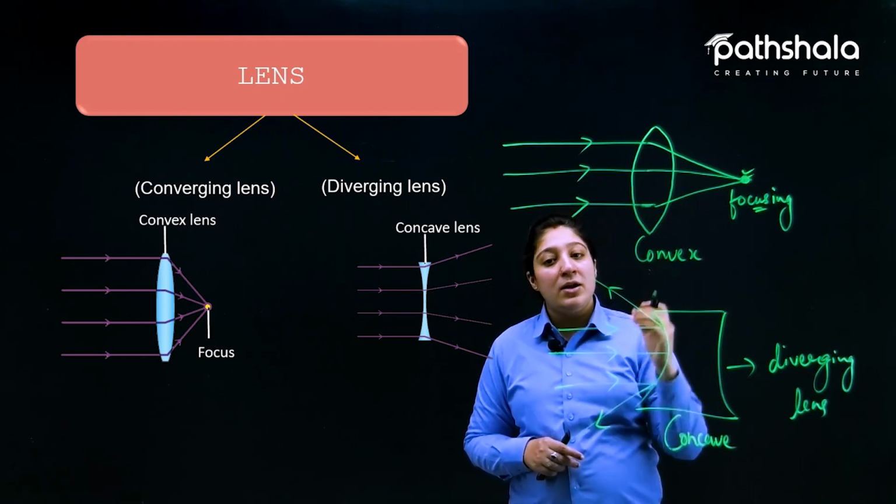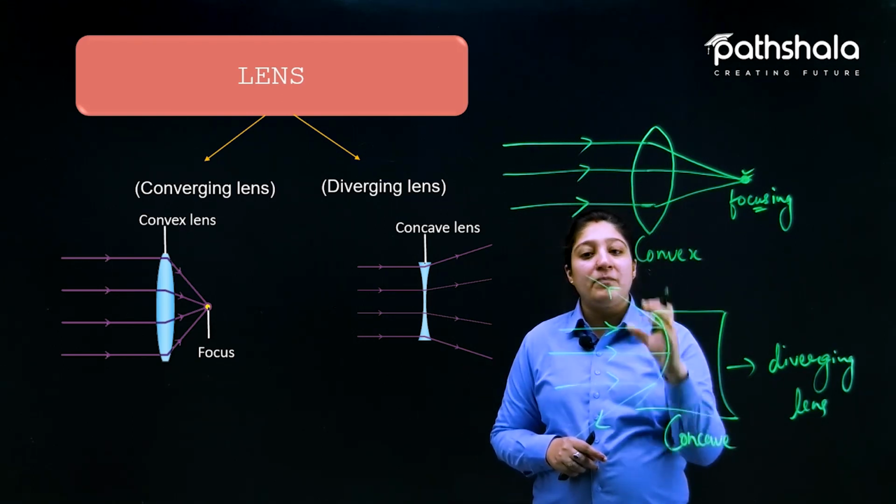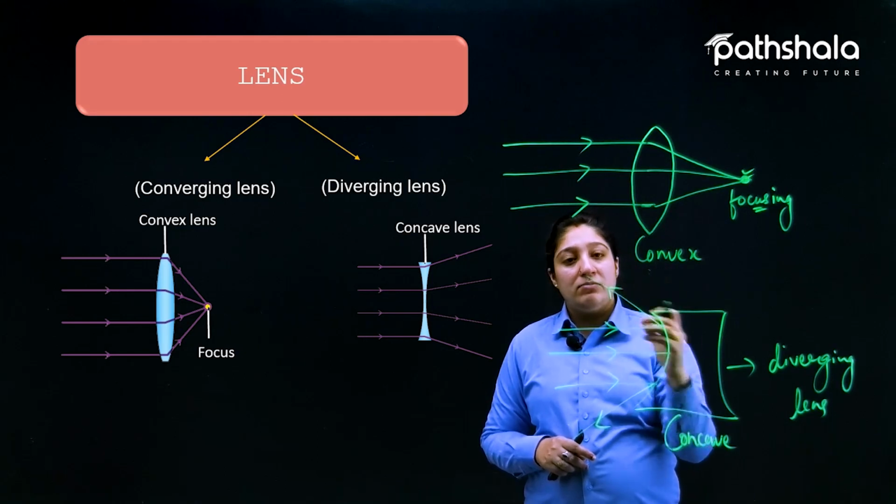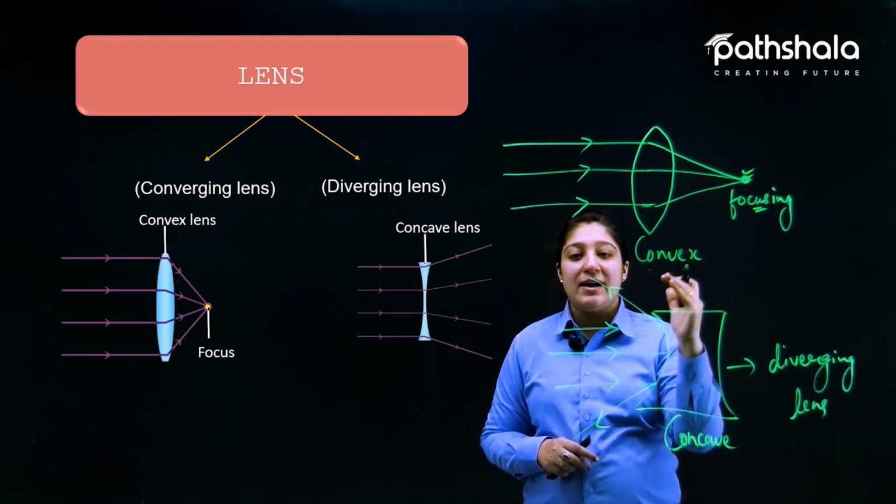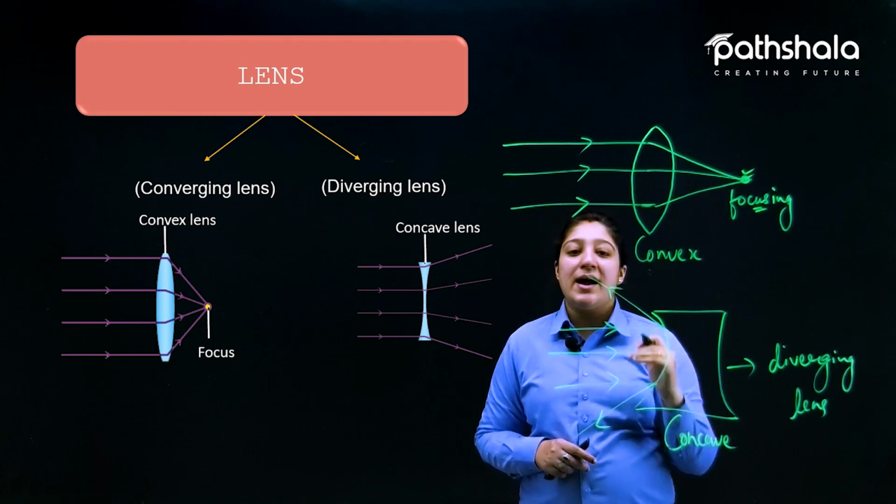So that is how lenses, on the basis of how they refract the light rays, are classified as converging and diverging.